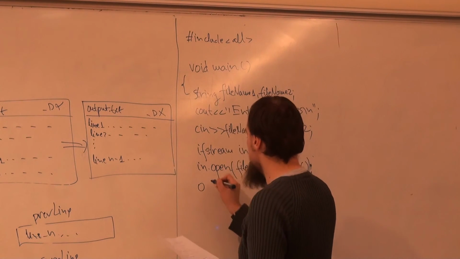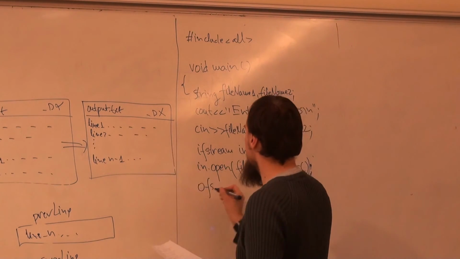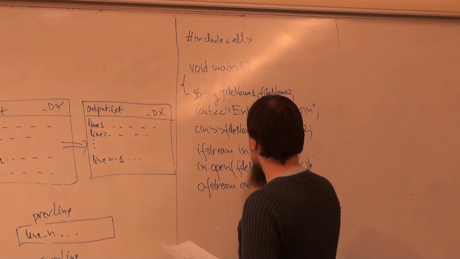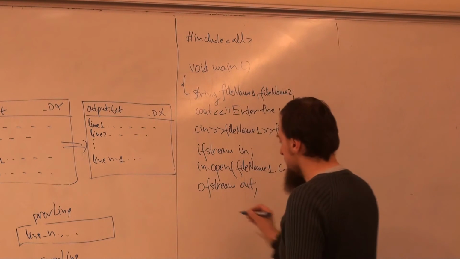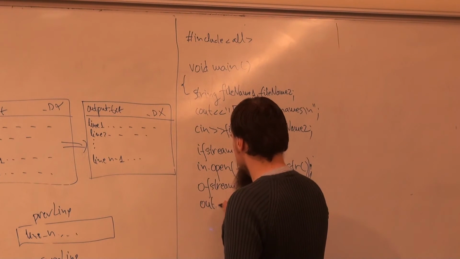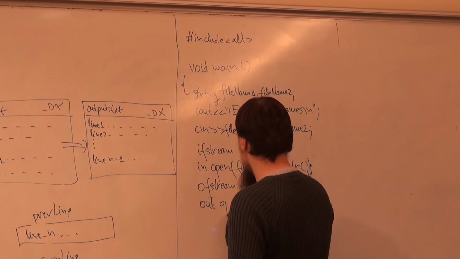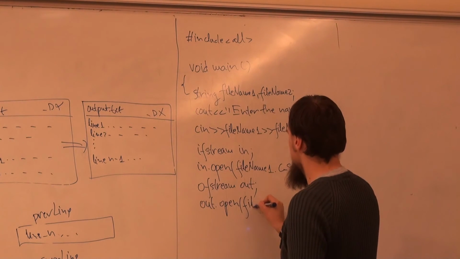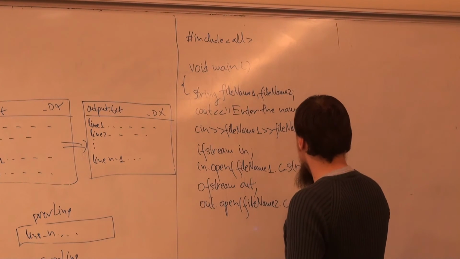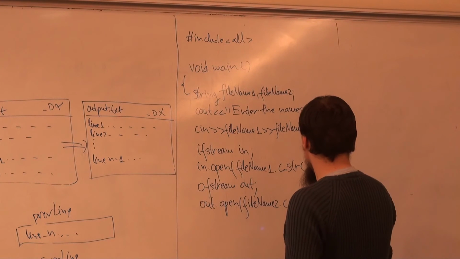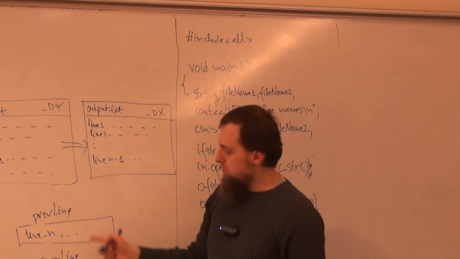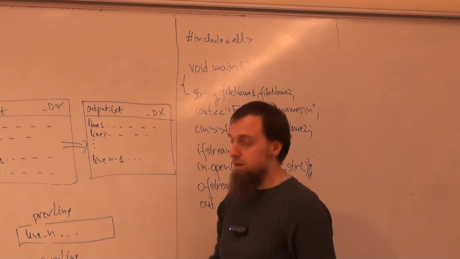I declare an output file stream for this, ofstream. It's going to be called out. I open it also, out.open(filename2.copy_string). Now I'm defining those strings, previous line and current line.